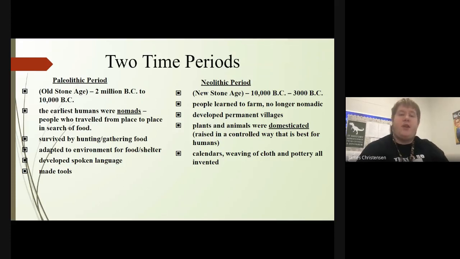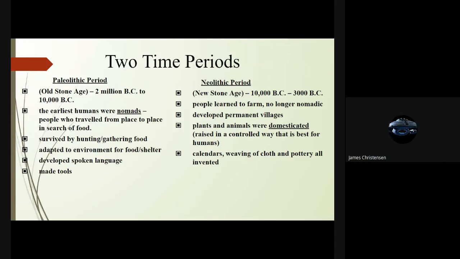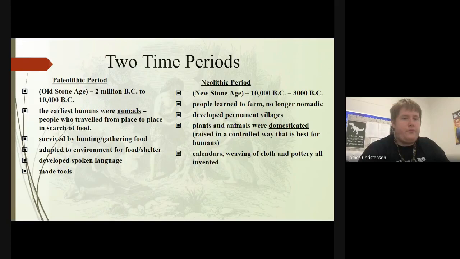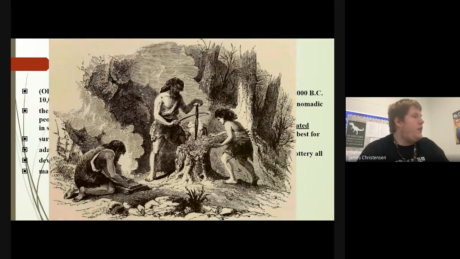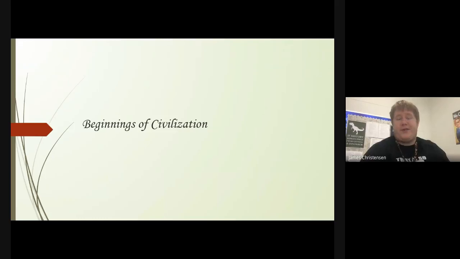This then transitioned roughly 10,000 BC into the New Stone Age, or the Neolithic period. People learned to farm, they very much settled down, they weren't nomadic as much anymore, and they developed permanent villages. Plants and animals were also domesticated and raised in a controlling way that is best for humans. They also began to make things like calendars and clothing and pottery. These were all major things to come out of that time period. There's a good image for you of describing Neolithic society, I believe.